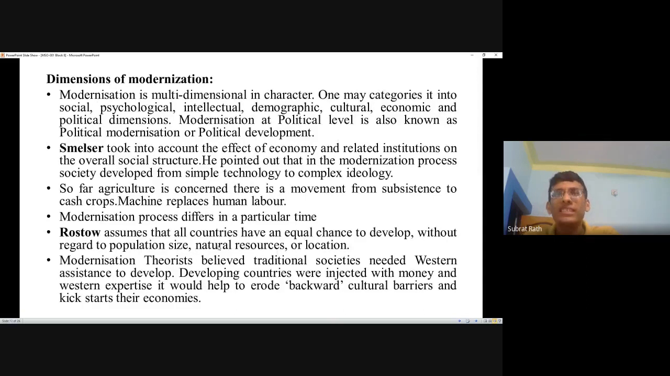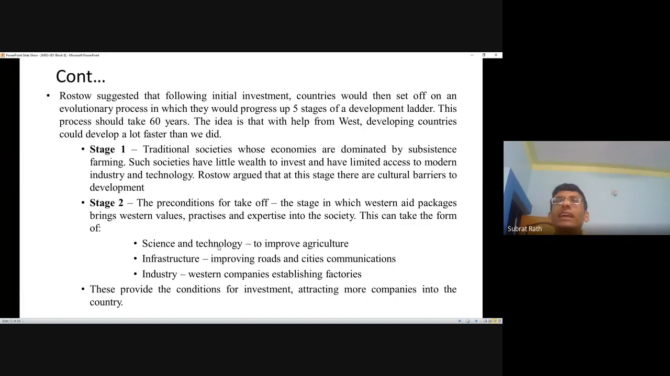So, what are the dimensions of modernization? Smelser argued that modernization is the effect of economy and related institutions on overall social structure. That means he is saying the same thing, that economics or wealth dominates over social things. So the modernization process differs on the basis of time. As time changes, the criteria of modernization also change. There is another thinker called Rostow, who argued that it is the duty of the Western countries or developed countries to help the underdeveloped countries, because he thinks that underdeveloped countries are culturally backward.